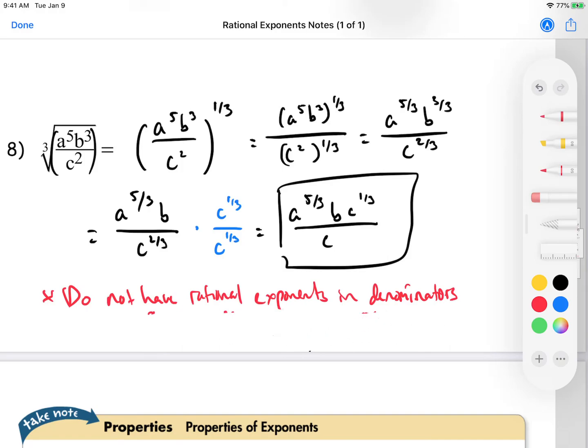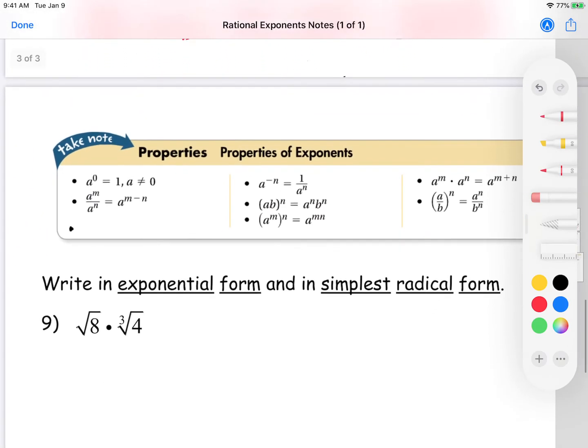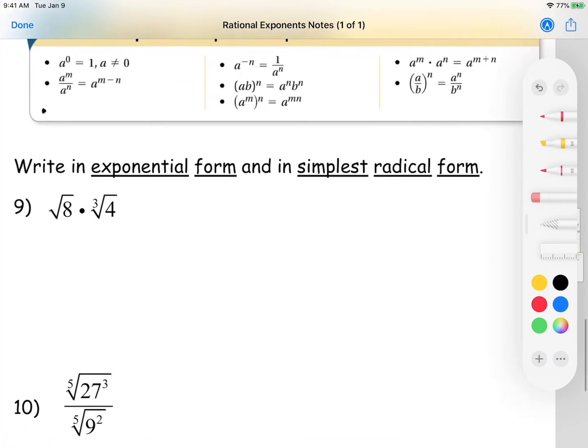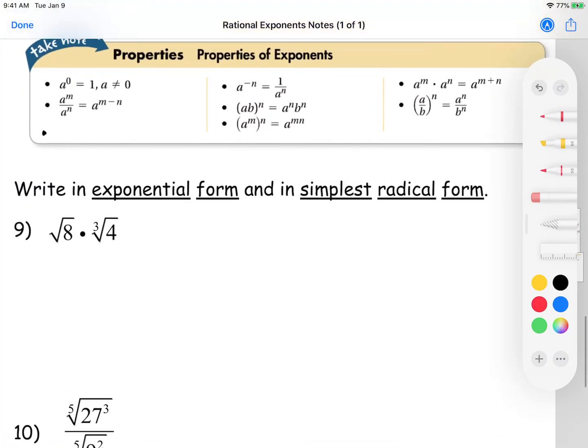We got to move on though. This class is really short today. All right. So we're going to do numbers 9 and 10. We want to write it in exponential form and in simplest radical form. Okay? So we're going to want this in two different forms. For exponential form, we'll write it in green. Right? In simplest radical form, we'll write it in blue. Okay?